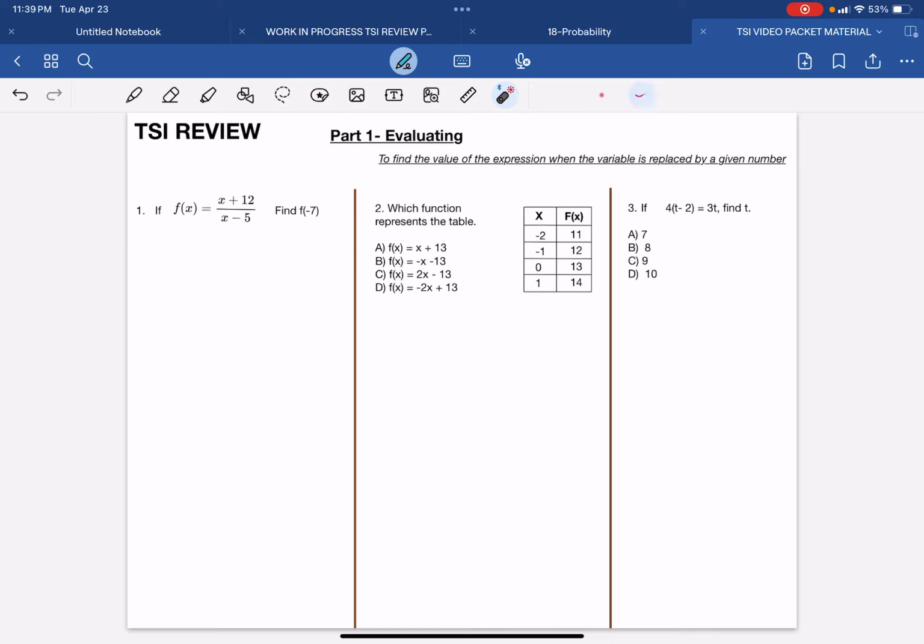Part one, evaluate. Very important. What does it mean to evaluate? To find the value of the expression when the variable is replaced by a given number. Keyword: replace, substitute. When you're evaluating, you're replacing the variable with a number. So we're going to look at how we could use this skill to answer a couple of questions.